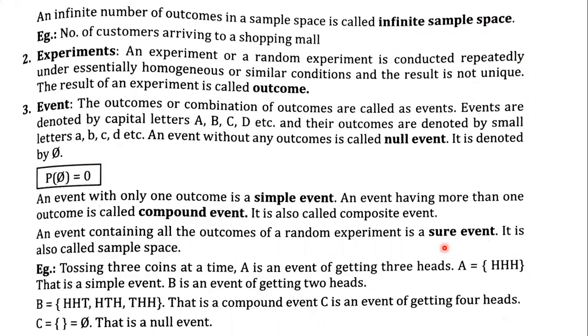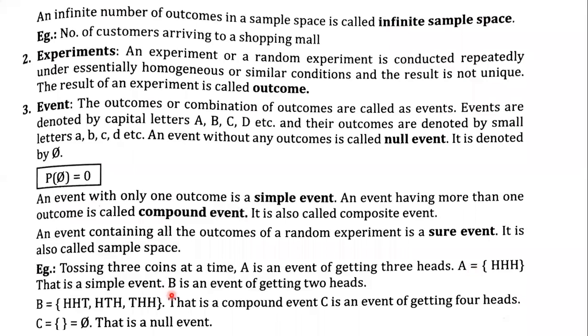Okay, now let us see the example. Tossing 3 coins at a time, A is an event of getting 3 heads. So we will say one possibility of tossing the three coins. We will denote it by a capital letter, and we are saying we will get 3 heads in that. So this is a simple event because only one possibility we have considered.